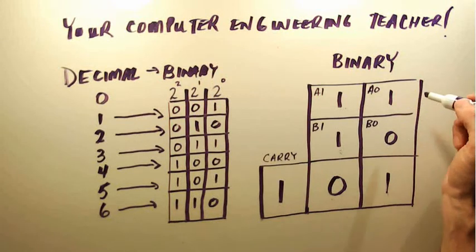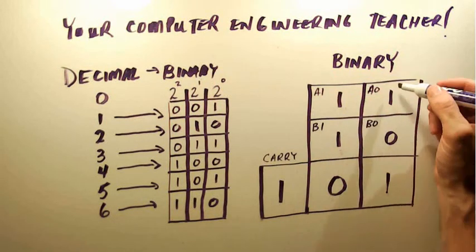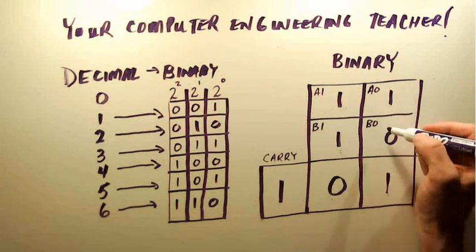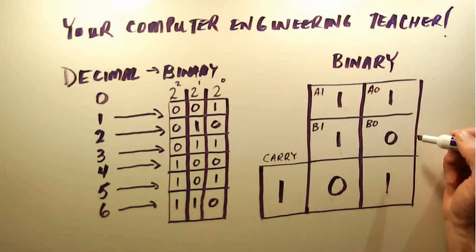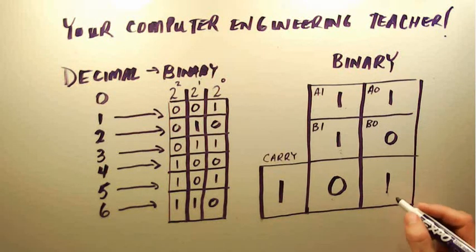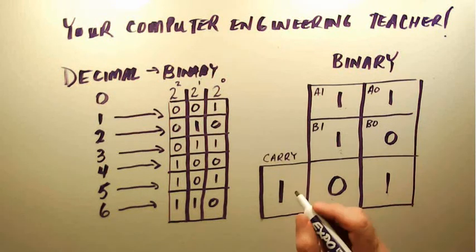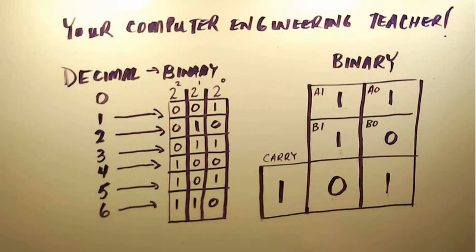And like I said, if you converted this to decimal, this is equal to decimal 3. This is equal to decimal 2. Decimal 3 plus decimal 2 gives you 5. This should be equivalent to decimal 5, and it is. We've got a 1 in the ones position, and we've got a 1 in the fours position. That's the same as decimal 5.